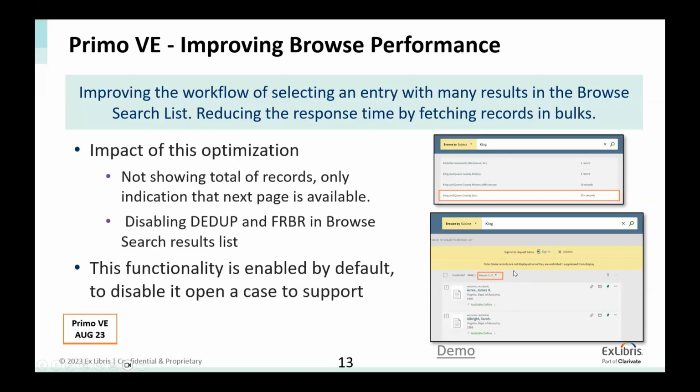Another thing that we did is we also disabled the dedupe and FRBR grouping while viewing the browse search results. We thought that it also makes sense to show all of the records, not grouped by FRBR and dedupe. I have to say that this performance optimization will be enabled by default. We are showing you the impact: missing the total of records and also disabling the grouping by default. If you choose not to have it, just open a case with support and we will disable that.